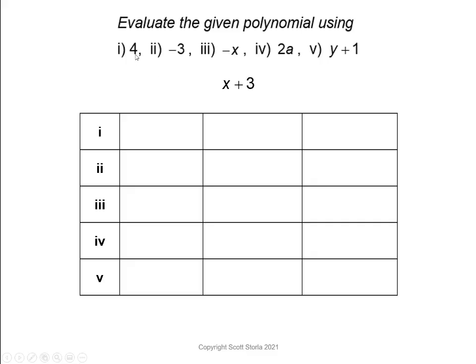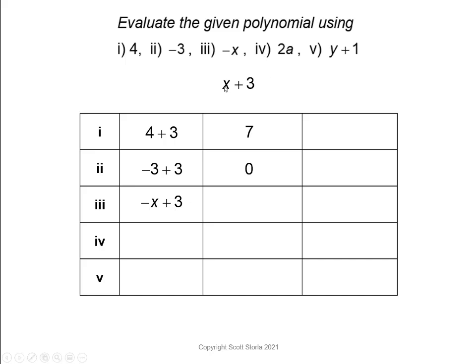The first one tells me to replace x with 4. So I'll replace x with 4, and then in this case I can simplify to 7. This number 2, which is what this is standing for, says to replace x with negative 3. I do that and simplify and I get a 0. The third one asks me to replace x with its opposite, so I replace x with the opposite of x, and I can't simplify this, so I'm done.